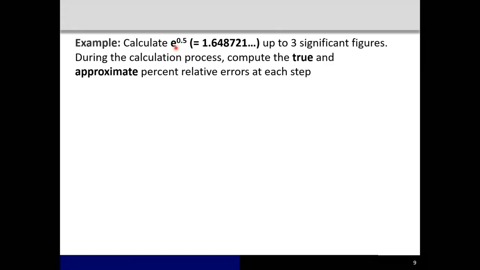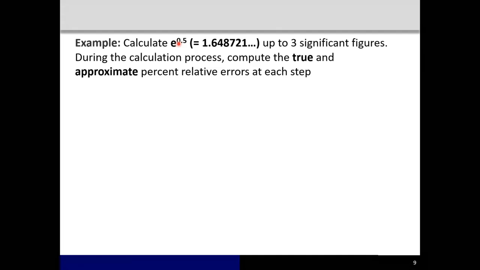We need to compute these. We can use a calculator to compute values like e raised to power 0.5, because there is a function in our calculators which can compute it. So I computed it, and it turned out to be 1.648721.